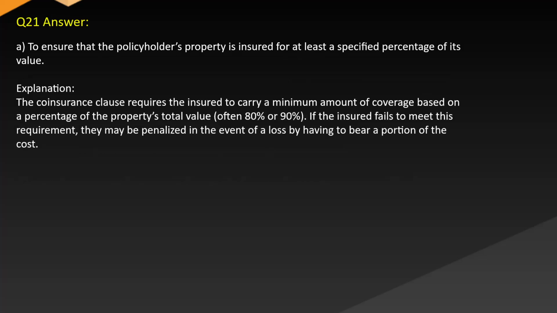Answer A. To ensure that the policyholder's property is insured for at least a specified percentage of its value. Explanation. The coinsurance clause requires the insured to carry a minimum amount of coverage based on a percentage of the property's total value, often 80% or 90%. If the insured fails to meet this requirement, they may be penalized in the event of a loss by having to bear a portion of the cost.